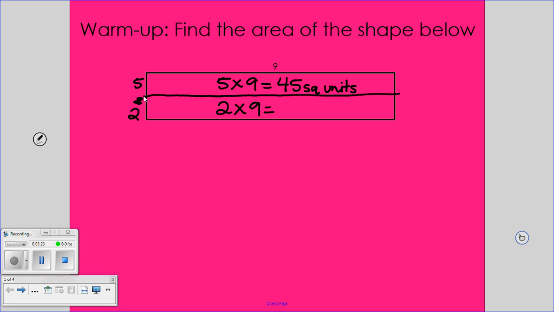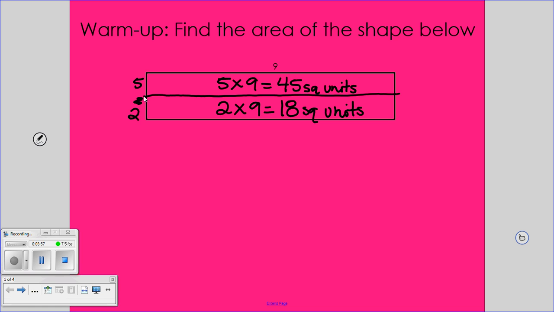What strategy are you using, Peter? Okay. Go. 2, 4, 6, 8, 10, 12, 14, 16, 18. So 2 times 9 is 18. 18 what, Peter? Very good.